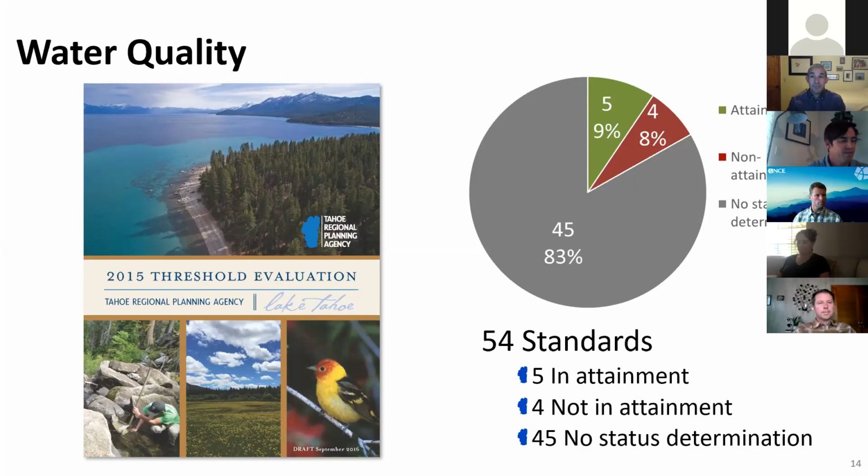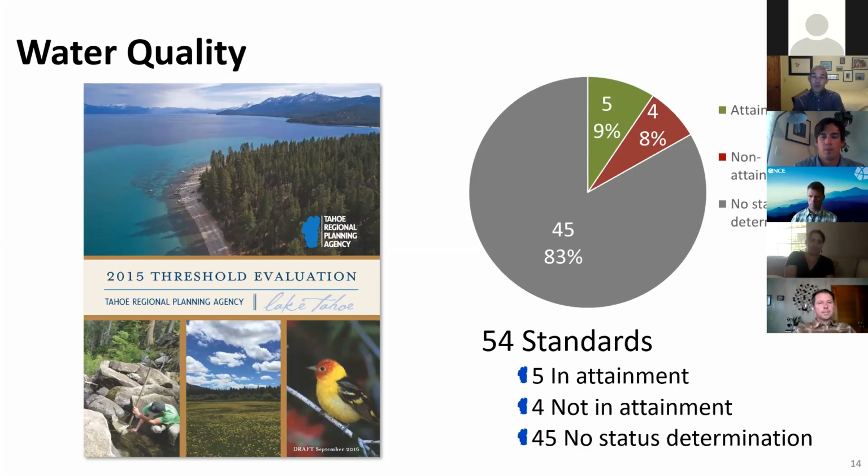I'm going to pull us back into water quality again, sorry. But please feel free to interrupt me as I go through here and talk about what's in water quality. So when we started this process with water quality, we had 54 threshold standards in the last threshold evaluation. And one of the things that was really noticeable about the water quality standard is the number that we were unable to reach attainment calls on.